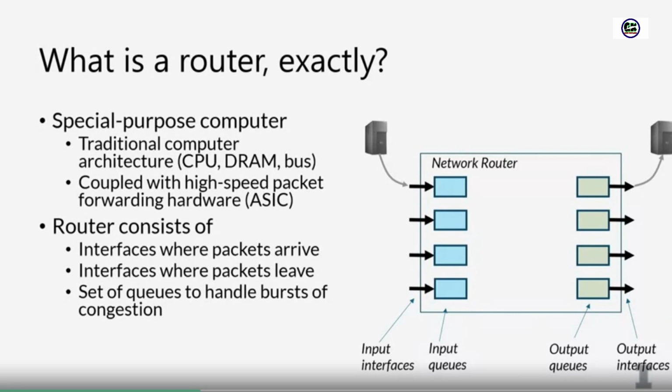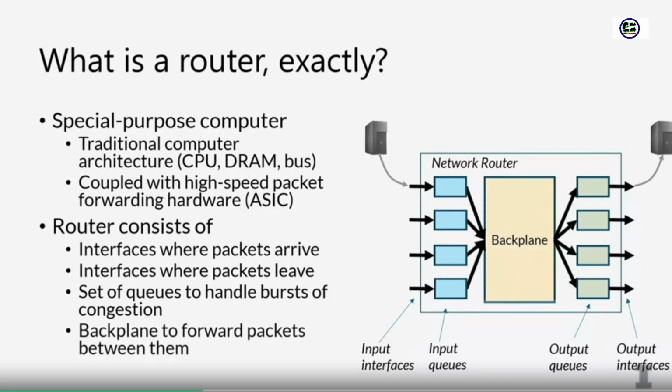And to get between these queues, there's something called a backplane. The backplane is a switching fabric inside the router. It takes packets from inbound queues and sends them to outbound queues, and it figures out where to send them. So a packet comes in on this interface, but where does it go out? The backplane takes care of transporting the packet from an input interface to an outbound interface.